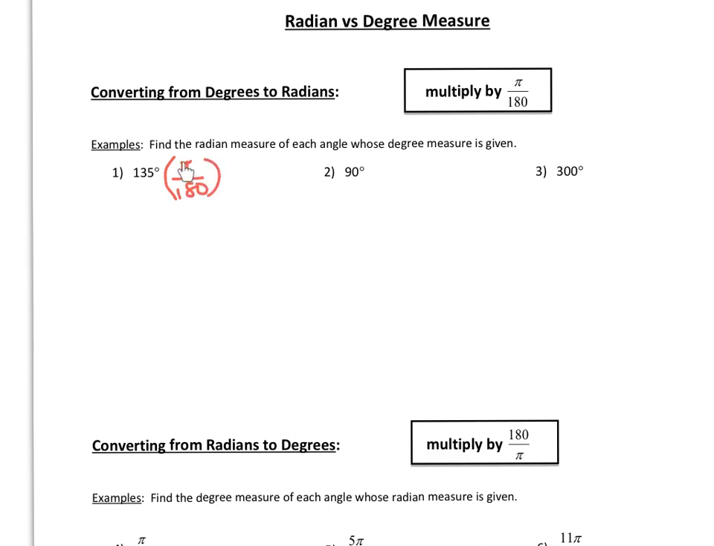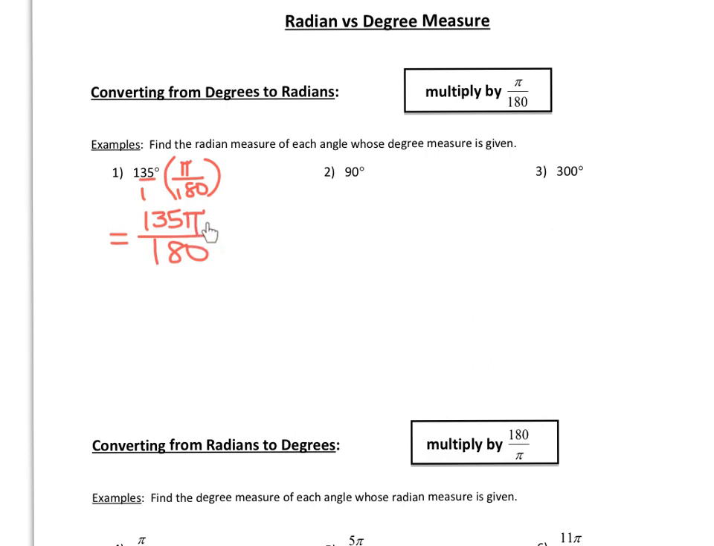Okay, now since pi over 180 is a fraction, I'm going to make this 135 into a fraction by putting it over 1. And when we multiply fractions, we just multiply numerators and multiply denominators. Okay, so 135 times pi is 135 pi. And then in the denominators, 1 times 180 is just 180. Now you want to simplify this. We're going to leave these in terms of pi. So this pi is going to remain in our answer.